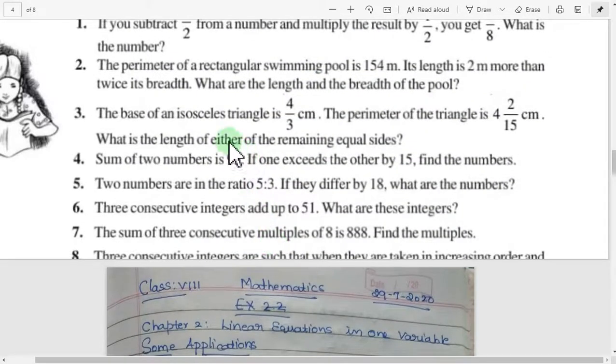Second question, perimeter sum. That one sum I have already explained. The perimeter of a rectangular swimming pool is 154. Its length is 2 more than twice its breadth. What is the length and breadth? Both are not given here, length and breadth. But here there is a link between length and breadth. Length is 2 meters more than twice its breadth.